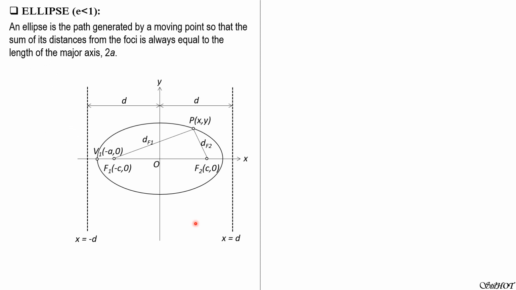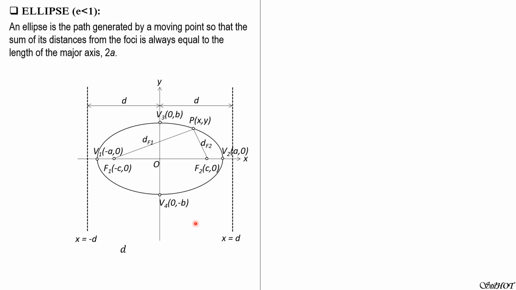Then we have the vertices: D1 at negative a comma 0, so its distance from the origin is a, that's vertex 1. D2 is at a comma 0, D3 at 0 comma b, D4 at 0 comma negative b.